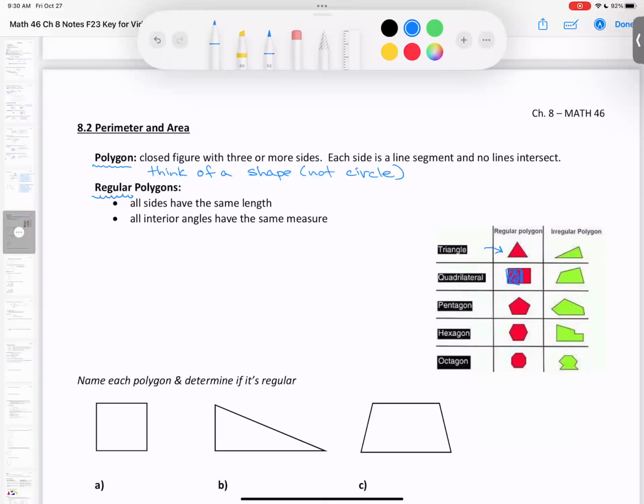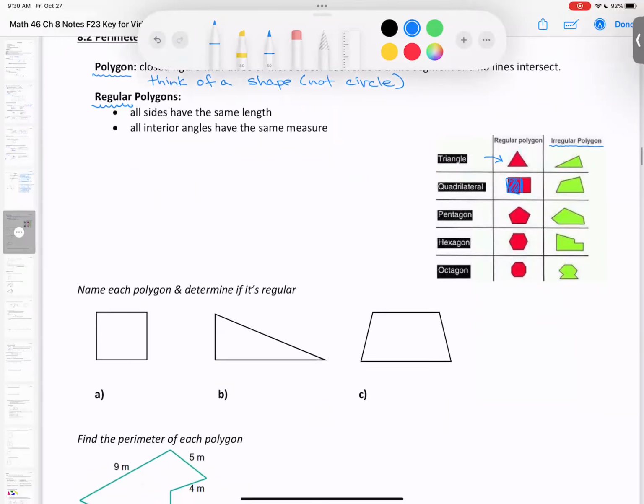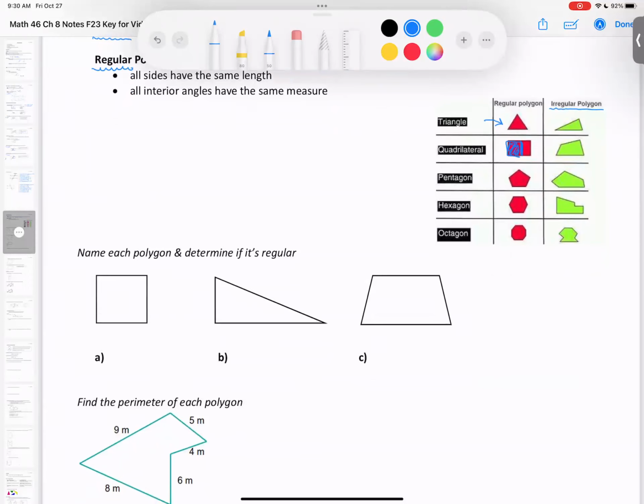You could also have irregular polygons. So those are going to be polygons where the side lengths are different, like you see in those green examples there. So let's look at each of these polygons and determine if it's regular. Well, that first one, the side lengths look pretty equal to me. So I would call this a regular polygon. It has 4 sides, which means we call it a quadrilateral. I guess I should have said that.